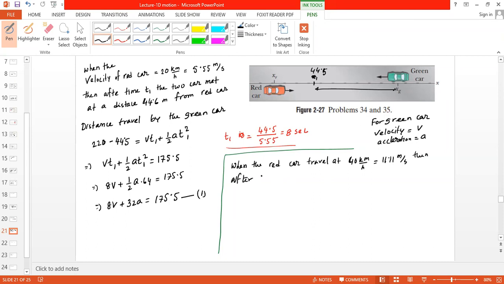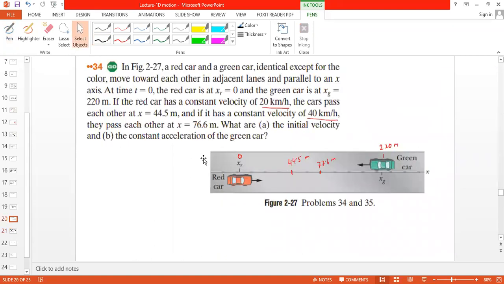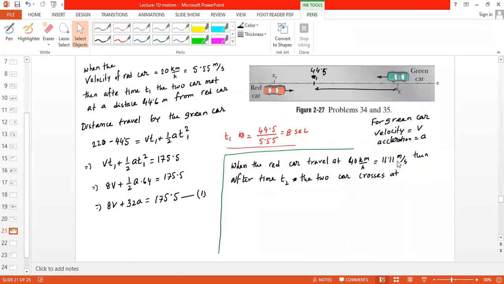Then after time t2, the two cars cross at, what is the distance here? 76.6 meter. So we can write that in that case the cars meet here at 76.6 meter.